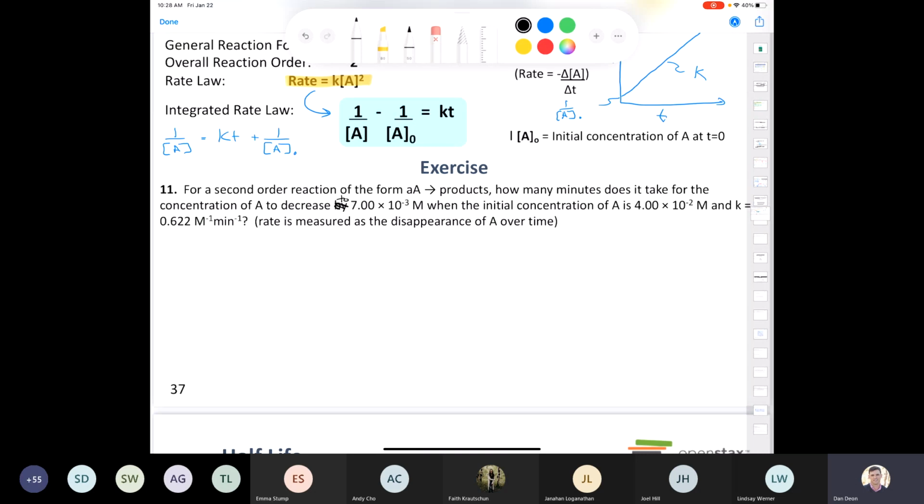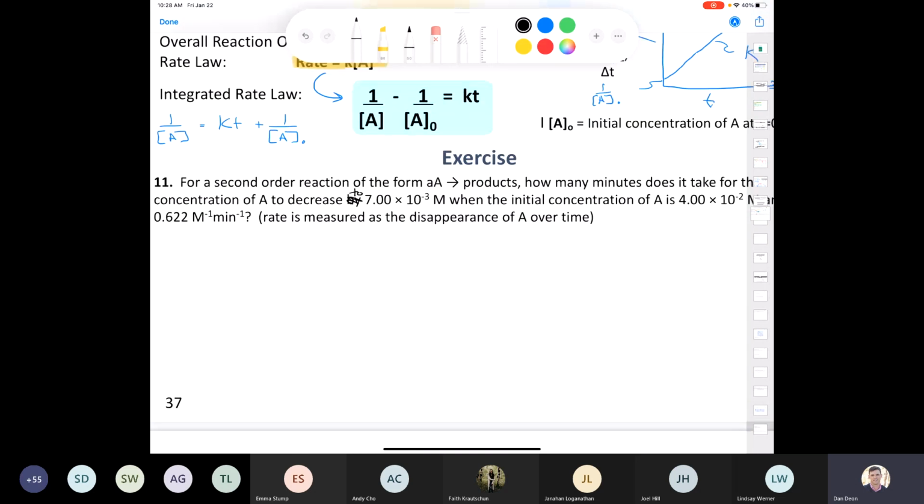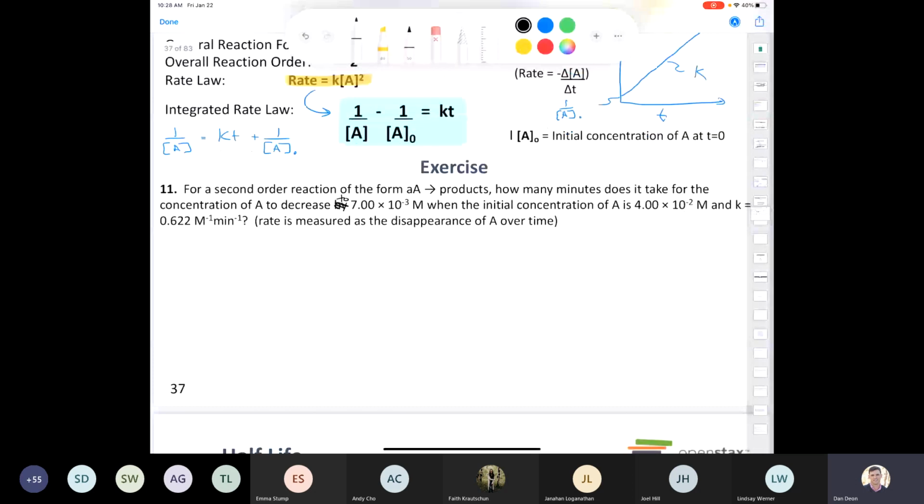So look, we have our integrated rate law. I'm going to use the form y equals mx plus b, my favorite form. So 1 over the concentration of A is equal to K times T plus 1 over the original concentration. We are asked to solve for T. Let's rearrange the formula to solve for T. T is going to be equal to 1 over the concentration of A, subtract 1 over the initial concentration of A, divided by K.